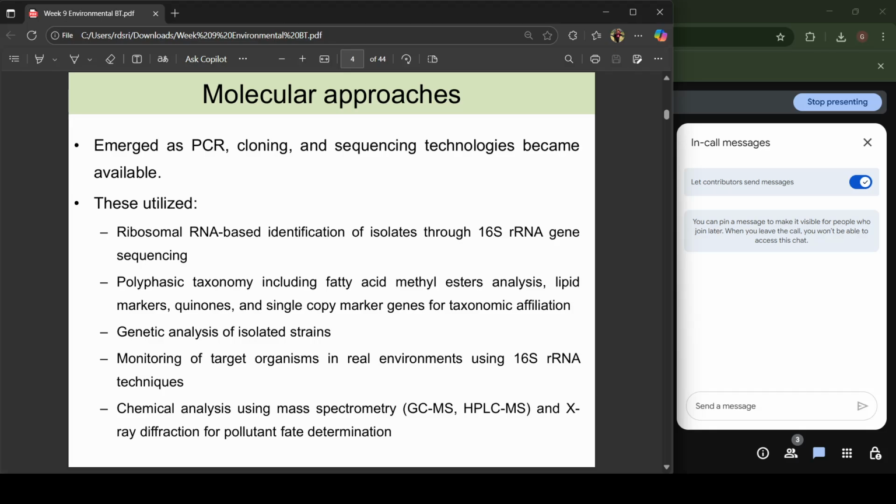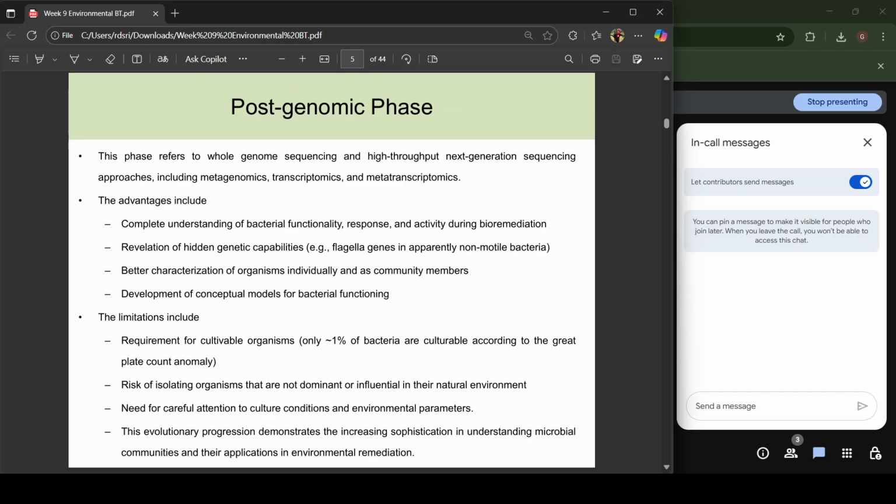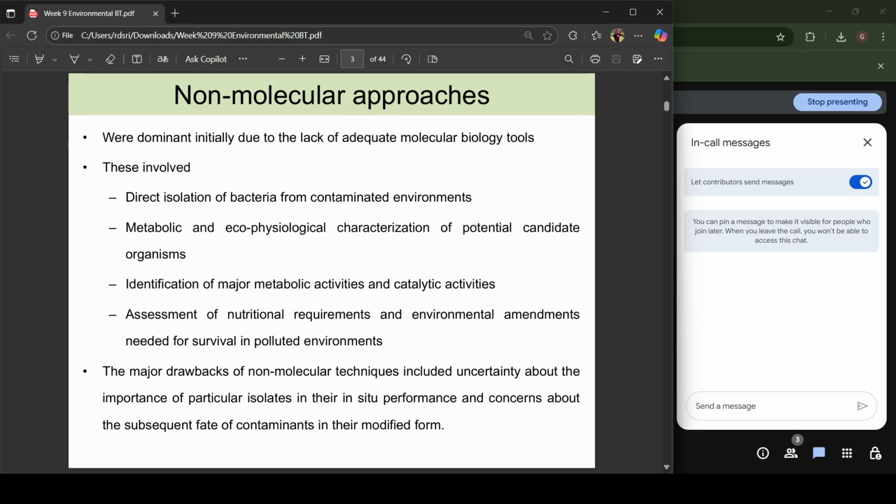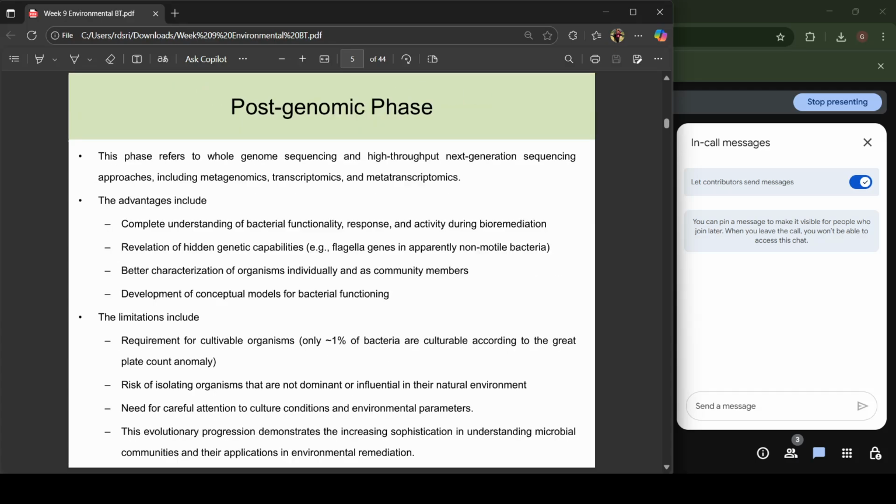So we can find out how the microorganism is degrading a particular contaminant and what is the product that is produced. So we should make sure that the degradation product is not more harmful than the original contaminant itself. And also we have to elucidate the mechanism of degradation. So for all these purposes, we go for the chemical analysis. So this is about the non-molecular and molecular approaches in the pre-genomic phase.